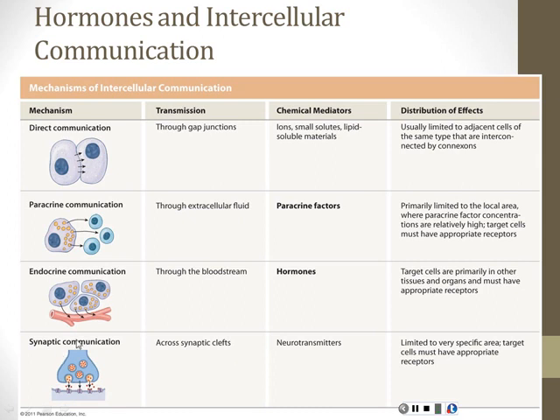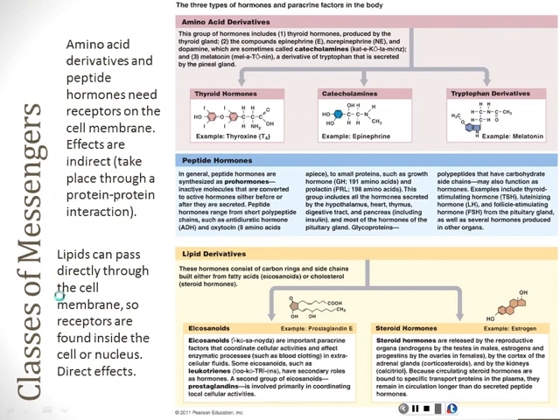Technically speaking, synaptic communication is a form of paracrine communication, but because it's so highly advanced, it sort of gets its own name. So it's this one that we're going to talk most about here in this chapter, and that is cells communicating with other cells using chemical messengers released into the bloodstream, circulated around the body, and then affecting cells that have receptors. All right.